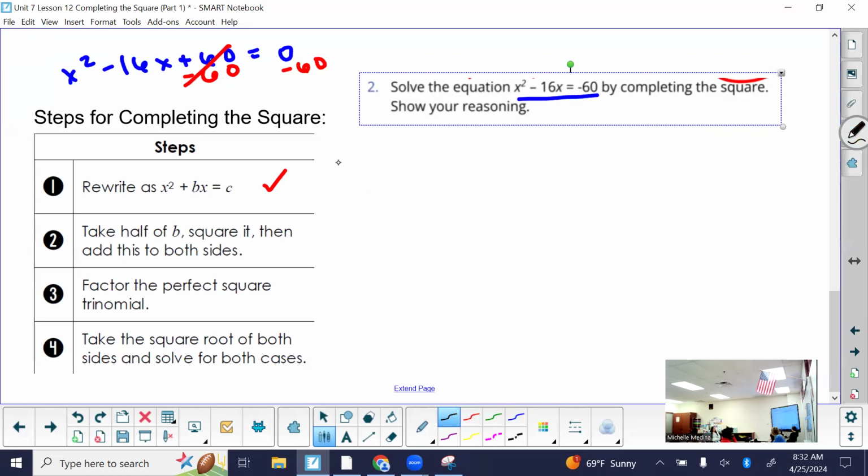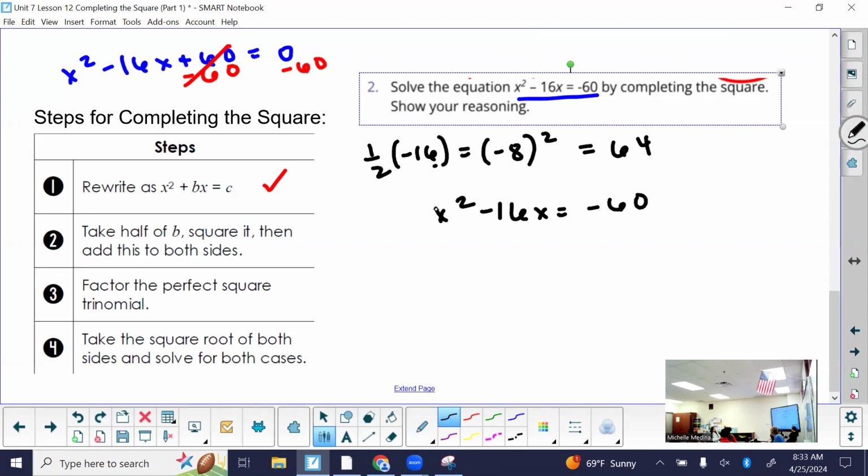It says to take half of B. What's my B value in this problem? -16, so I'm gonna take half of -16, what is that? -8, and then square it, what's -8 squared? And I know these are weird steps, you'll see in the activity today why it is those steps, but it says take half of B, square it, add it to both sides. So from my original problem, I'm going to add 64 to both sides.